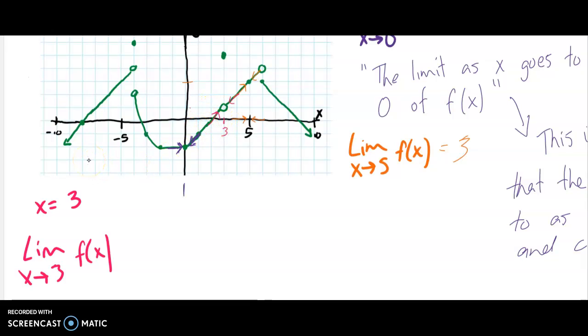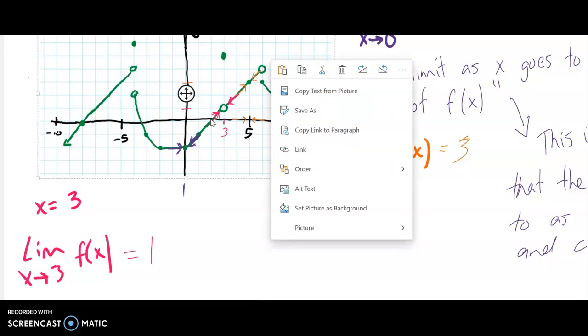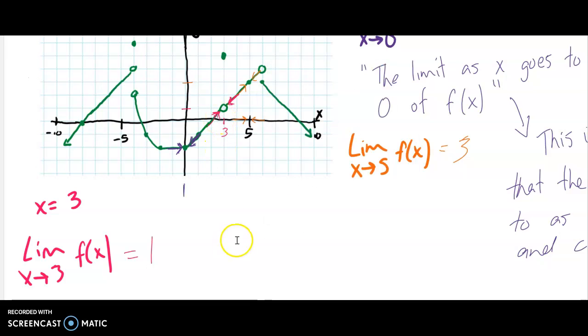Notice on the left side, we're coming into that height of 1. And same thing on the right side, we're coming into that height of 1. It doesn't matter what this actual value is. Since I've got both of them coming into 1, I can say that the limit as x goes to 3 of f of x is equal to 1. I hope that makes sense. You can see it's the same thing as the previous ones.